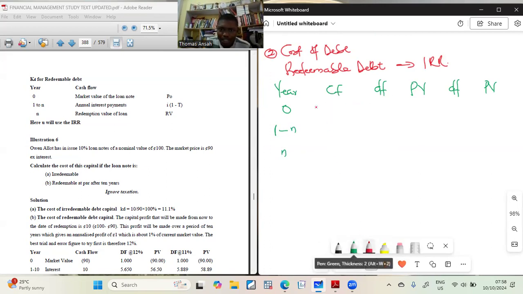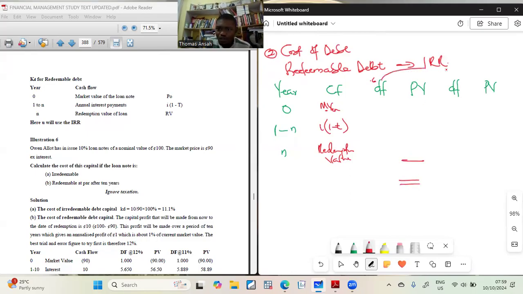So what you're going to do is that the cash flow in year 0 is your market value of the debt. All right, don't forget x interest. The middle is the interest, 1 minus T. Then here is the redemption value, which can be at a discount or at a premium. So take note of that. Then you get your discount factor. My advice to you is that for the discount factor, use the very first one of the irredeemable. So if it is 6% irredeemable, here will be 6% sort of. Then you do your PVs.